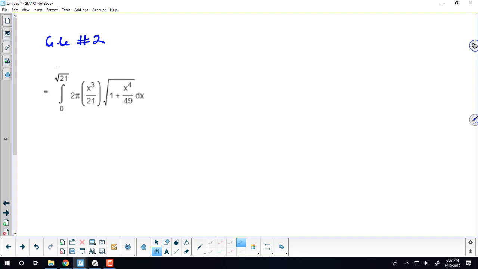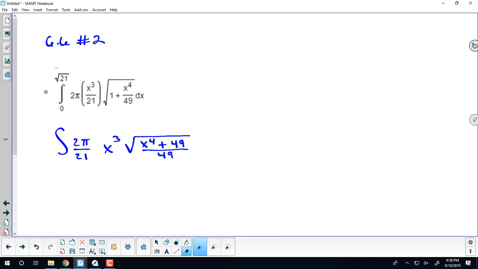So if we just rewrite this, and this over 21 is a constant too, so that could be put here with this. Let's write it as x to the 4th plus 49 all over 49. Sometimes it just depends on how you look at those constants, whether it's in the way or not. I usually move them all out front so they're not in the way and I don't have to think about them until later.